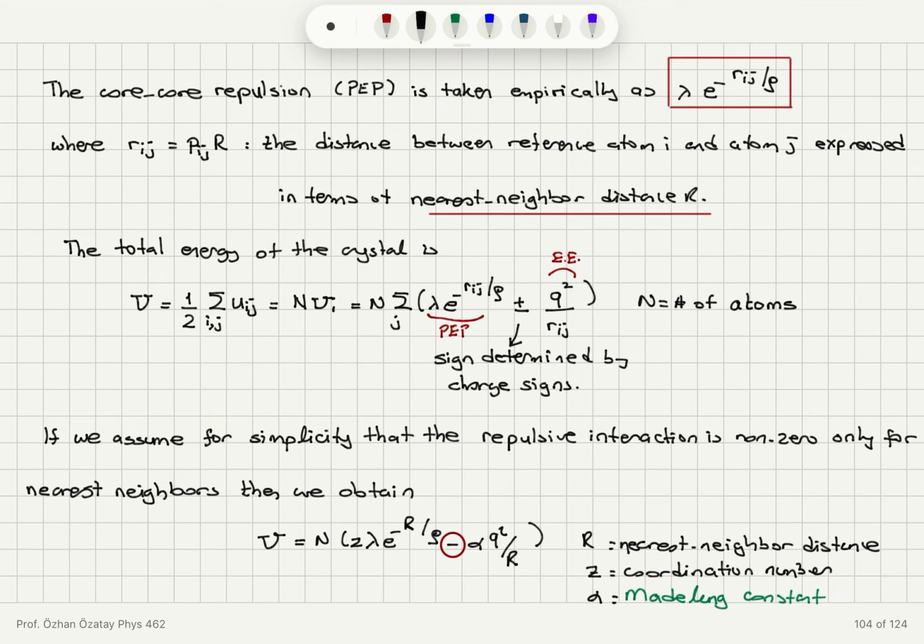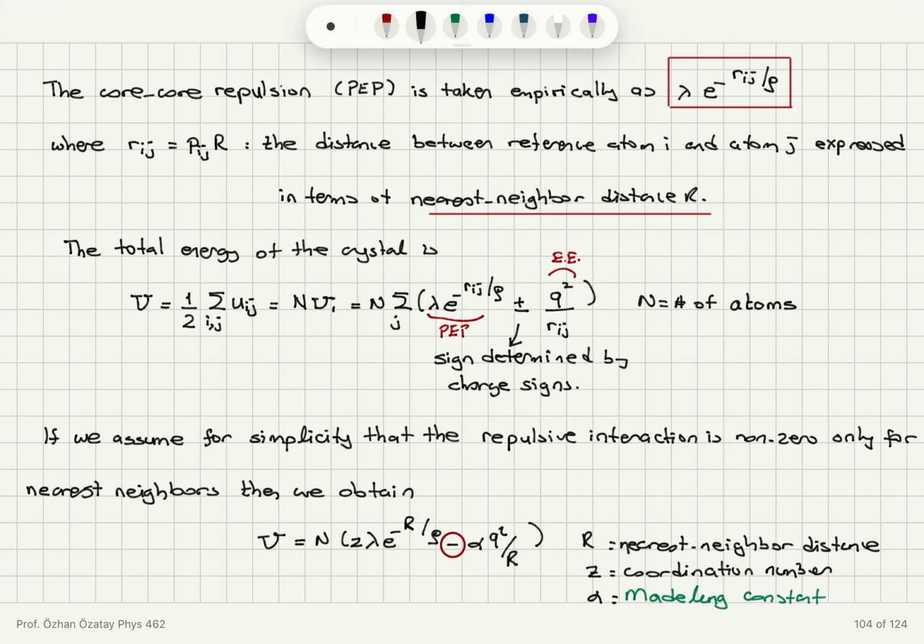So with that we have obtained for the total energy of the crystal the number of atoms times the energy per atom, which is the sum over j of lambda e to the minus Rij over rho, plus or minus q squared over Rij. That is the Pauli exclusion principle repulsive potential plus the attractive and repulsive alternating electrostatic energy. The sign will be determined by the charge signs.